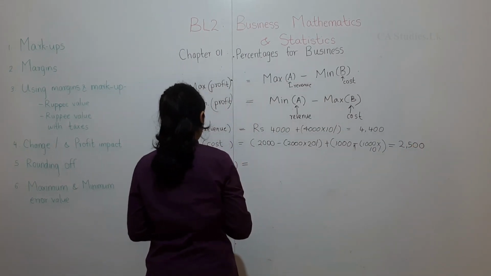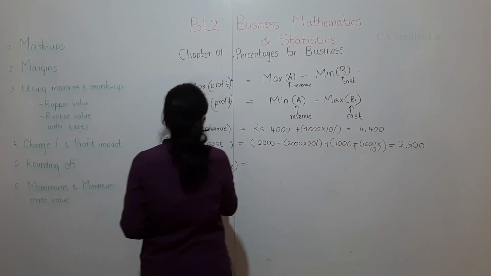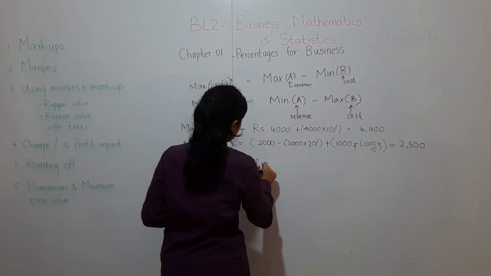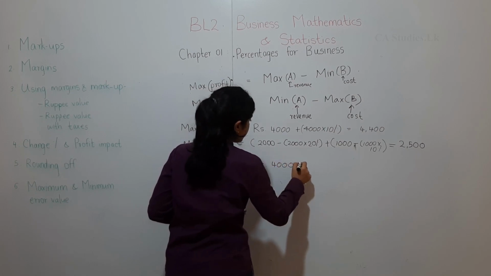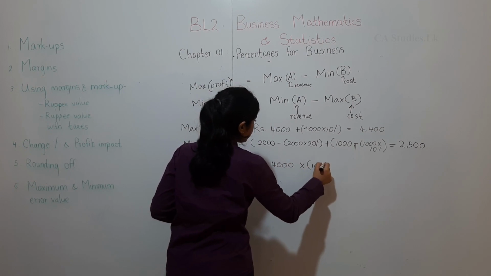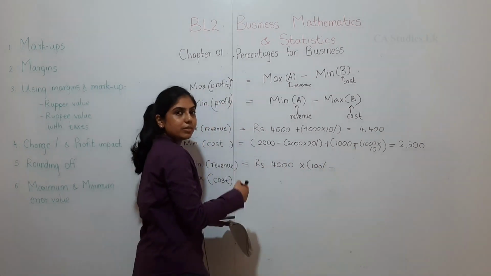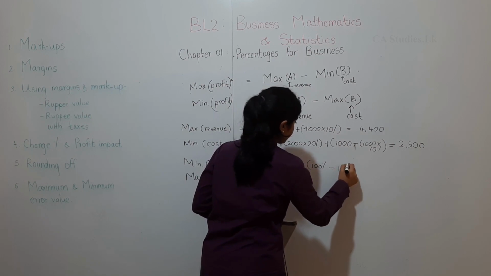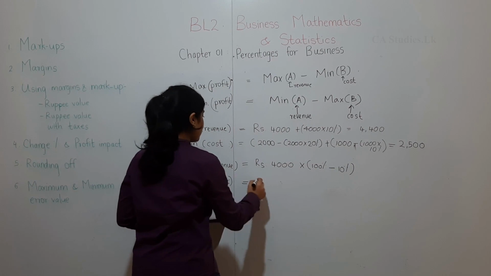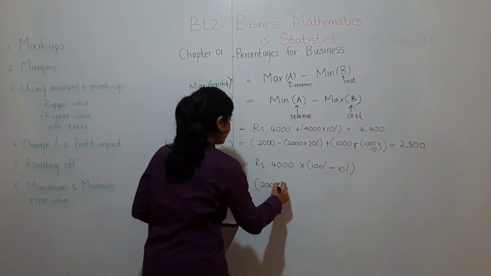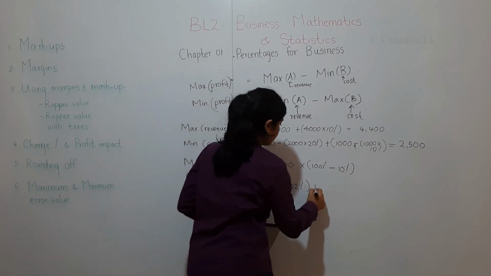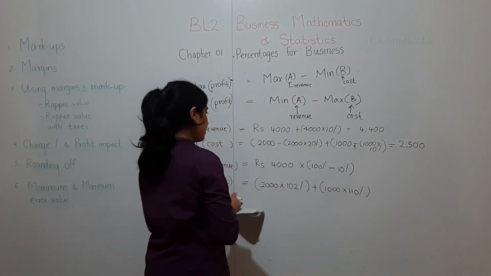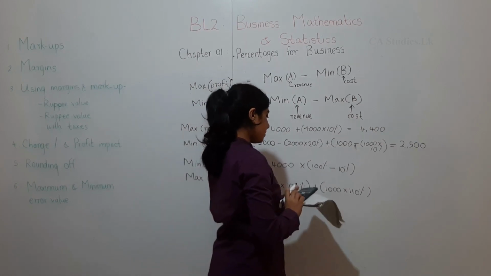And your minimum revenue, let's take the total. Minimum revenue is rupees 4,000 multiplied by 100% minus the error value, because for minimum we must take the minus error, minus 10%. And maximum cost, 2,000 into 102 percentage plus 1,000 into 110 percentage. 4,000 into 90% is 3,600.